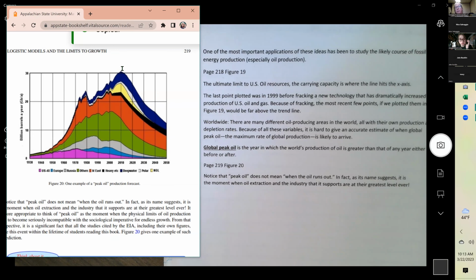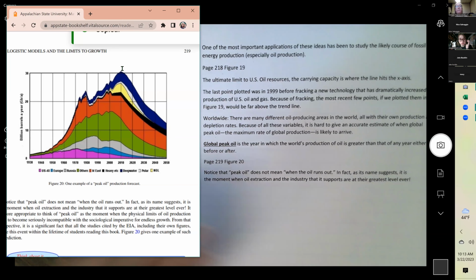So the global peak oil, or even the peak oil for the US, is not when we ran out. The peak is when you gathered the most for that session, or in this case, year. Any questions on that? So when you're finding your peak, or when it will reach the peak, it's not when you're running out, it's when you're at half for the most part. Any questions on that?